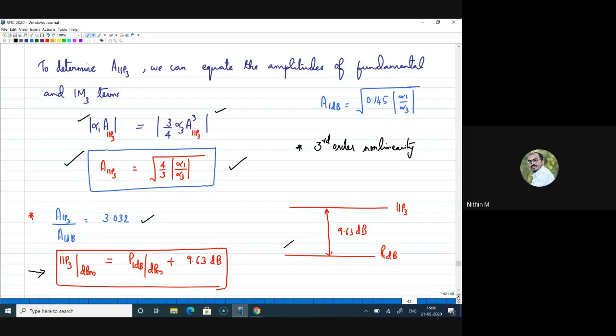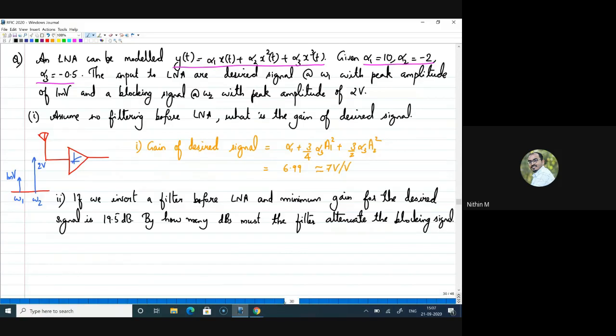The second thing is, when we have taken the fundamental component as alpha 1 a, in fact, with nonlinearity, the fundamental component is not just alpha 1 a. Another term is also there that we neglected, the term of 3 by 4 alpha 3 a cube. There is one more term coming at the fundamental gain itself. I hope you are getting what I'm trying to say.